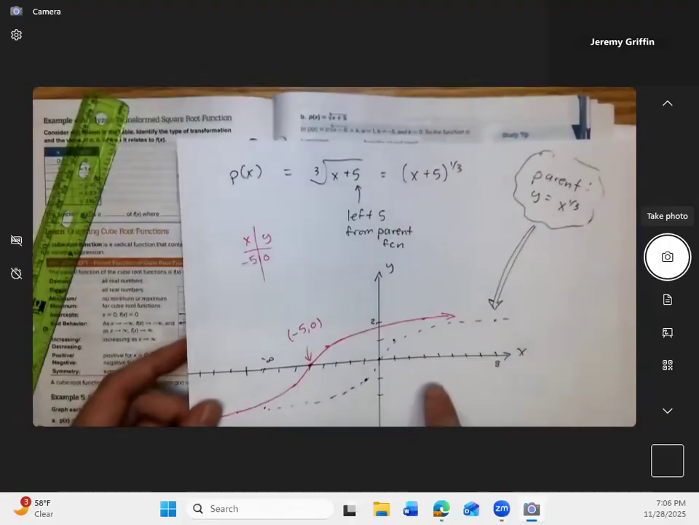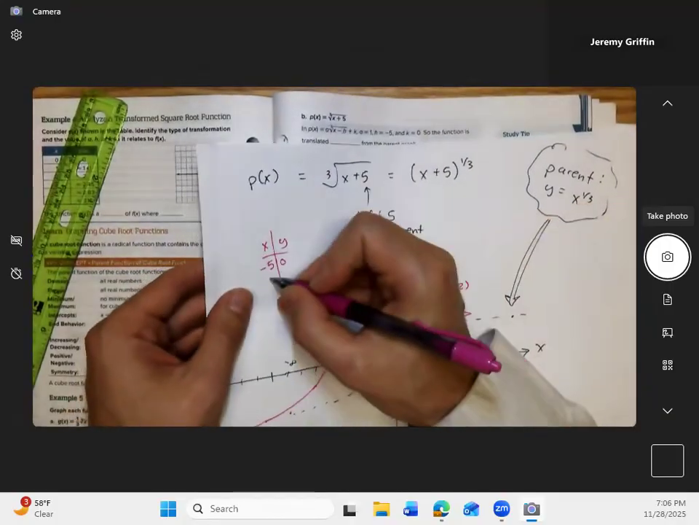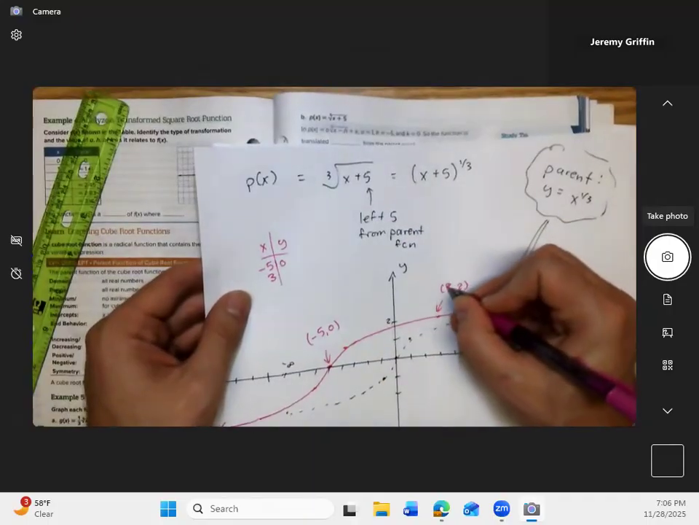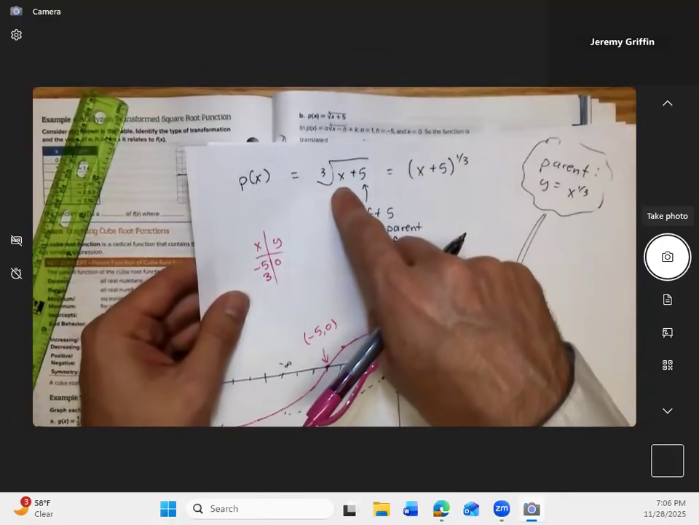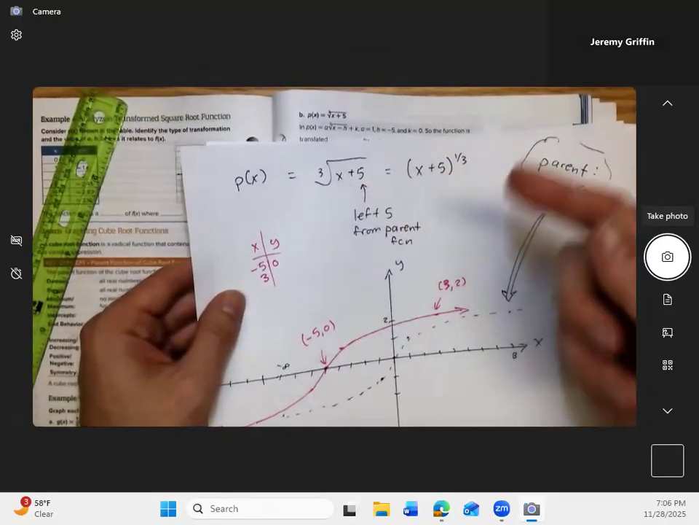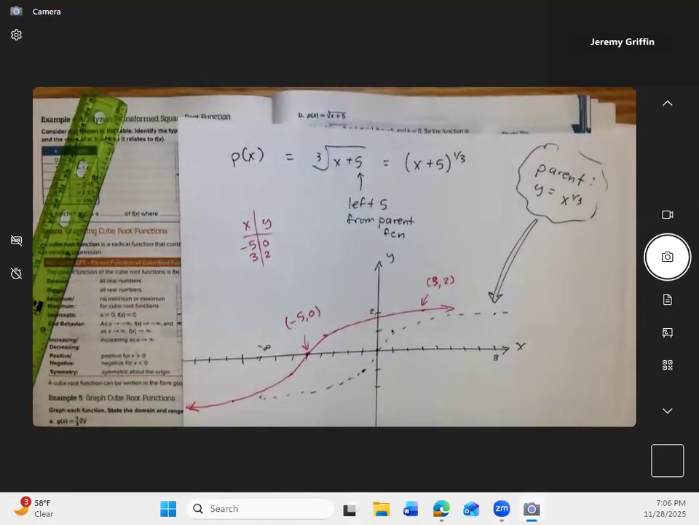Let's take another point. I'm claiming this point right here. This looks like 3, comma 2. Let's see, if I plug in 3, do I get 2? Because I just claimed I would. So let's see, if I plug in 3, 3 plus 5 is 8. The cube root of 8 is 2. Yeah, it totally is. All right, so finally, pop this into Desmos, see what that looks like.